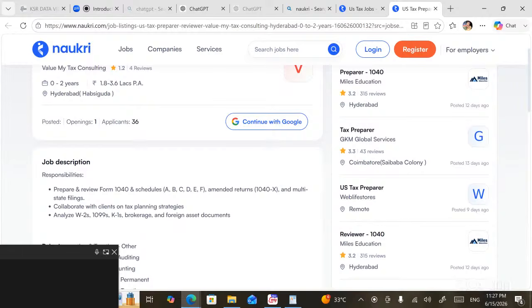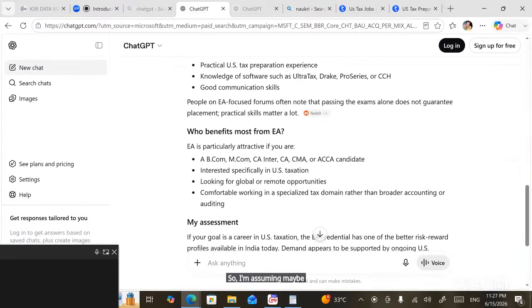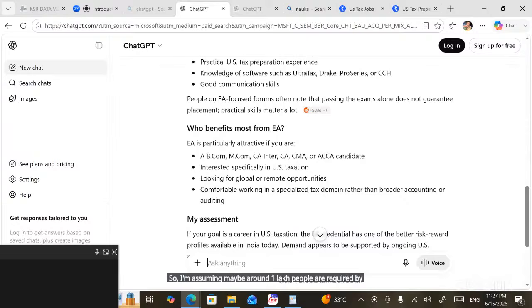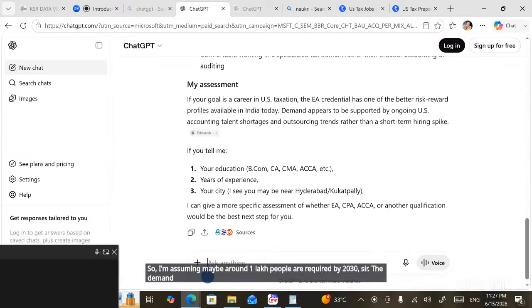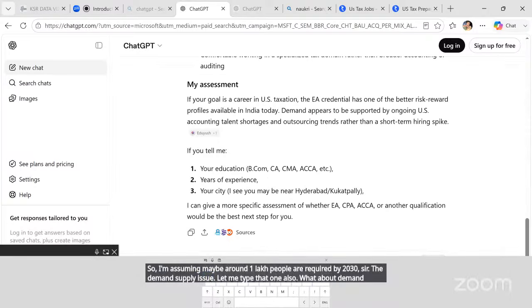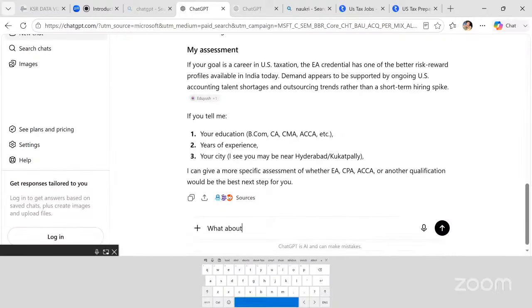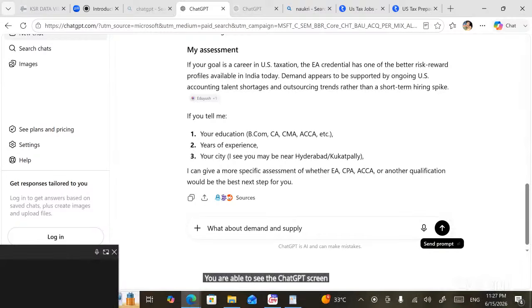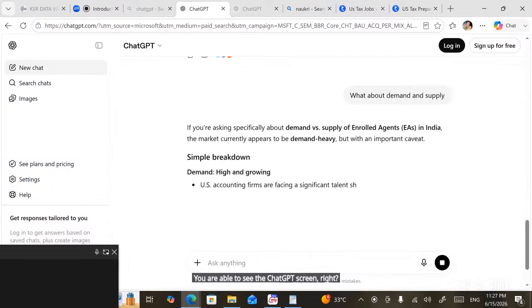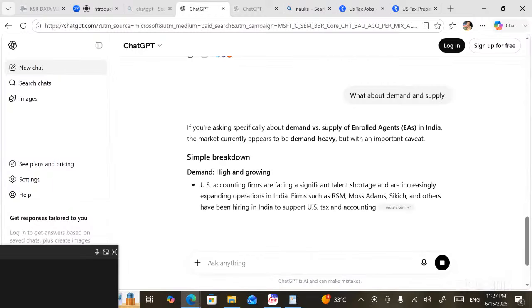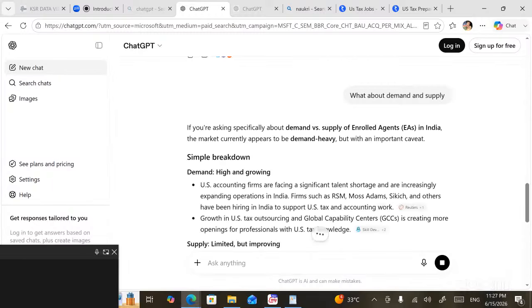Assuming maybe around 1 lakh people are required by 2030, sir. The demand-supply issue, let me type that one also. What about demand and supply? You are able to see the ChatGPT screen, right? Yes, sir. You can see, sir.